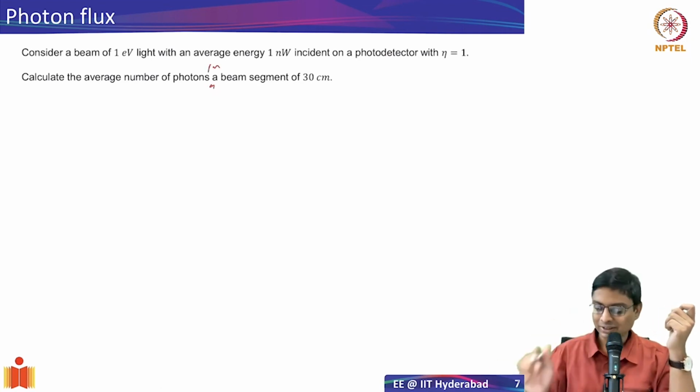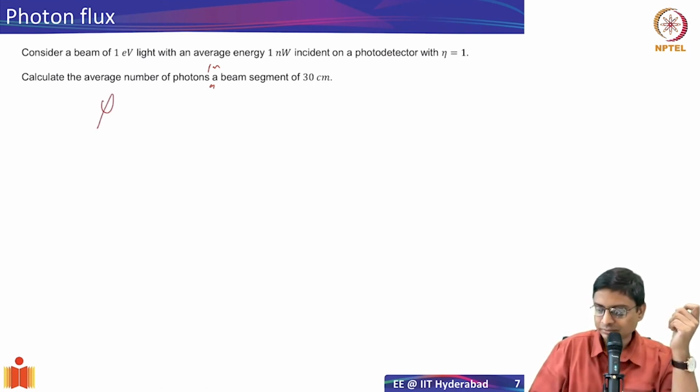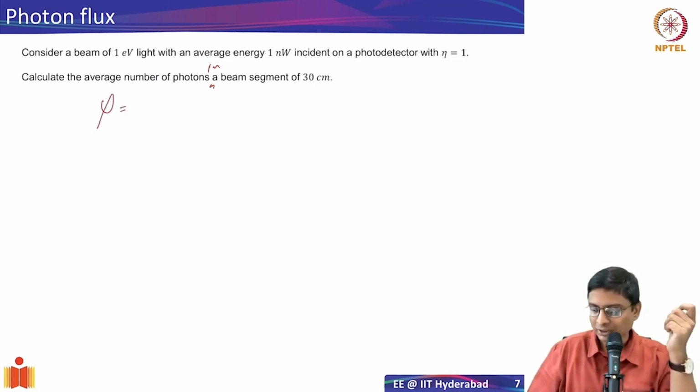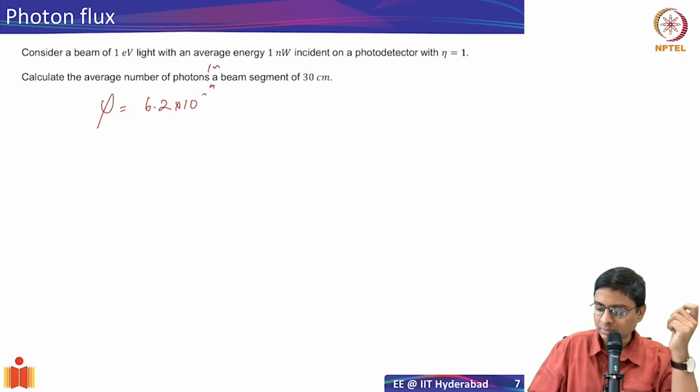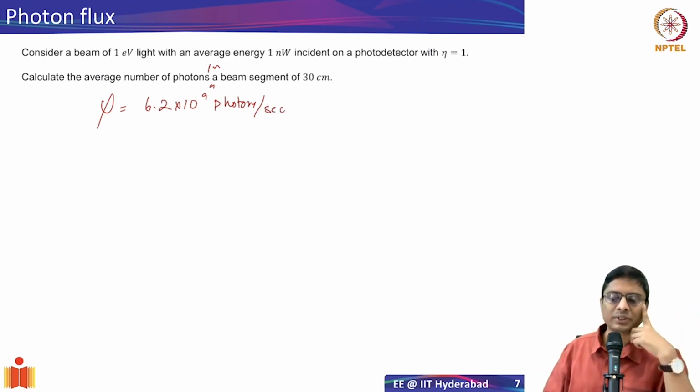Now the question is, the photon flux we know. Because it's a 1 eV photon, it should be something like 6.2 into 10 power 15 photons. Oh, it's not, this is a nanowatt beam. So 10 power 9 photons per second. You have the flux. Now the question is, how many photons are there in a 30 centimeter segment?